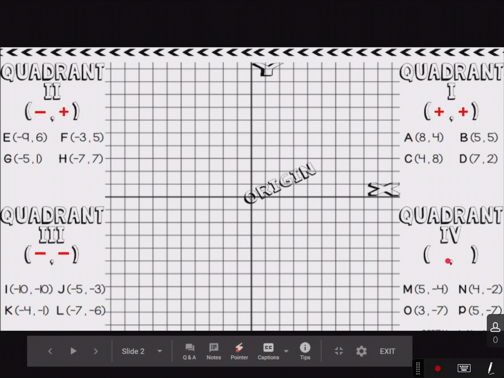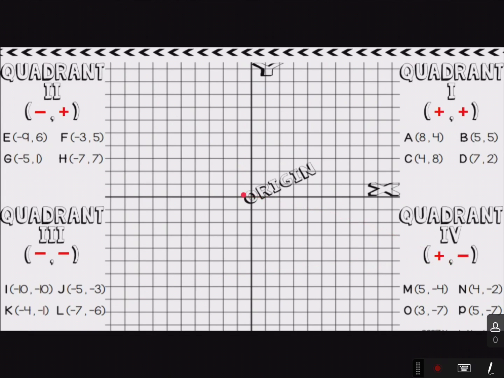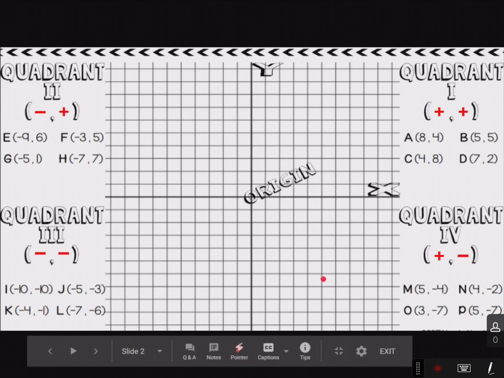In quadrant 4, we have positive x and a negative y number. That means if I start at my origin, I'm going to go towards the positive side and then go down towards the negative numbers on the y-axis.